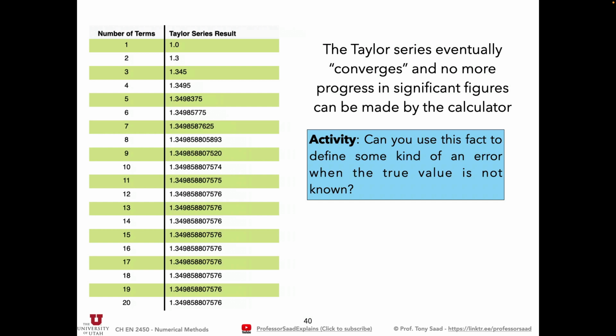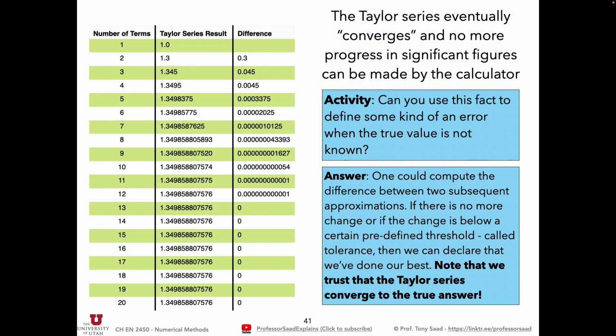So then you could say, well, if there's no more change, I'm going to stop. Or if the change is less than 1%, that's called a tolerance, then stop. And you can implement this in any calculator, and the calculator is going to declare this as your true value. Okay? So that's what happens in practice.